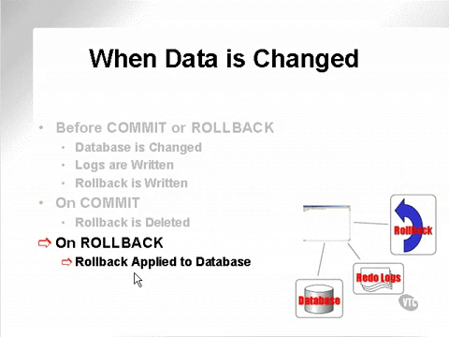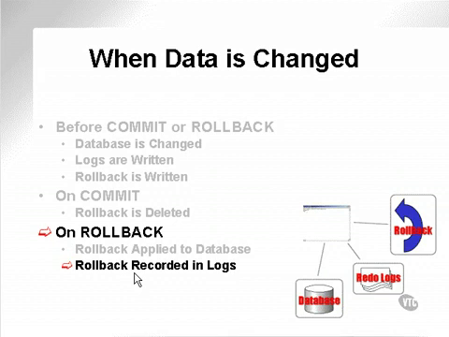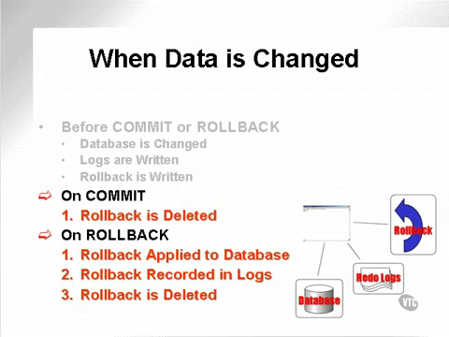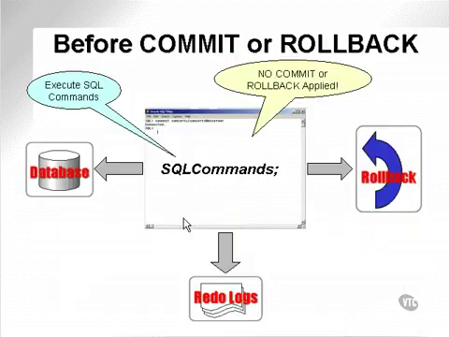When you execute a rollback command, the rollback will be applied to the database, it will be recorded in the redo logs, and the rollback is deleted. You can see what I mean by commit being preferable to rollback, since it is much faster, because commit involves a single process and rollback involves 3 separate processes, including the process that is done when commit is executed.